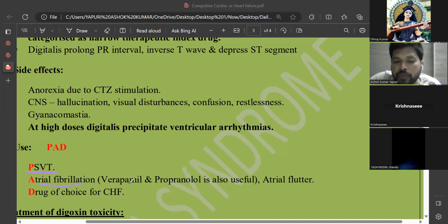In this condition, verapamil and propranolol are also useful. And in case of atrial flutter, atrial flutter and atrial fibrillation are conditions in which the heart rate is much higher, and these are emergency cases.